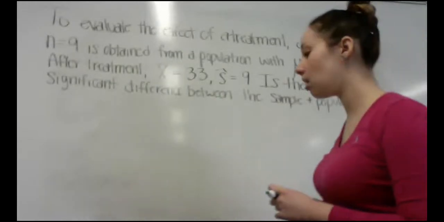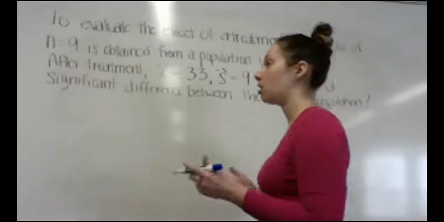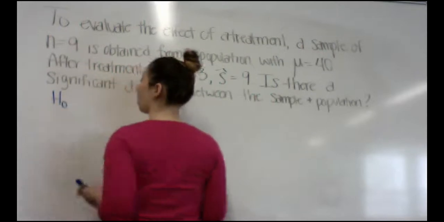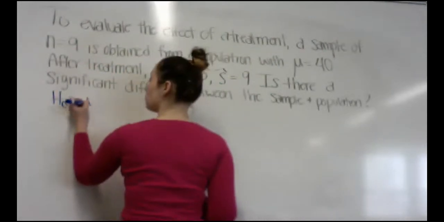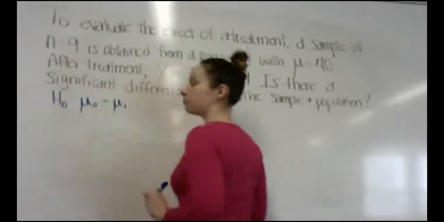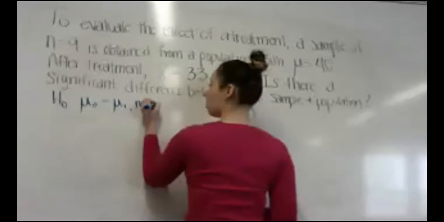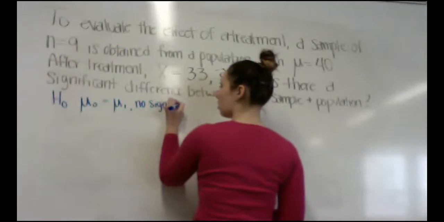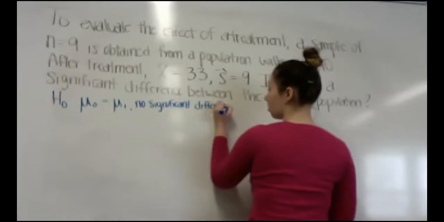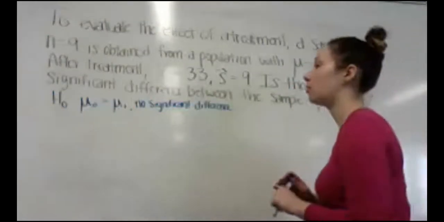So this is how we're going to set this up. The first thing that we're going to do is talk about our null and our alternative hypotheses. The null, as you remember, is denoted H0, and that's going to say that there is no significant difference between our population and our sample. So, no significant difference between population and sample.